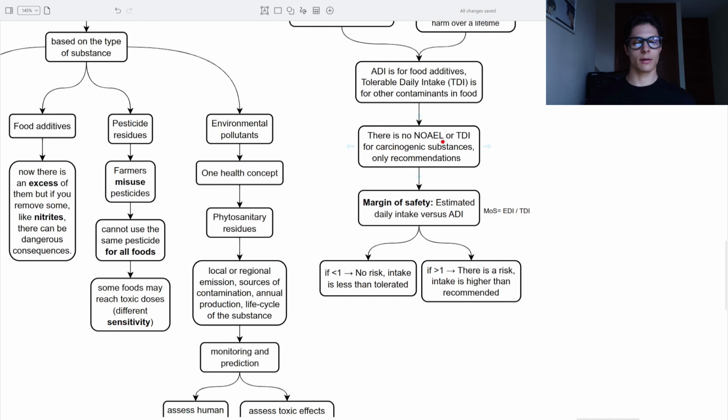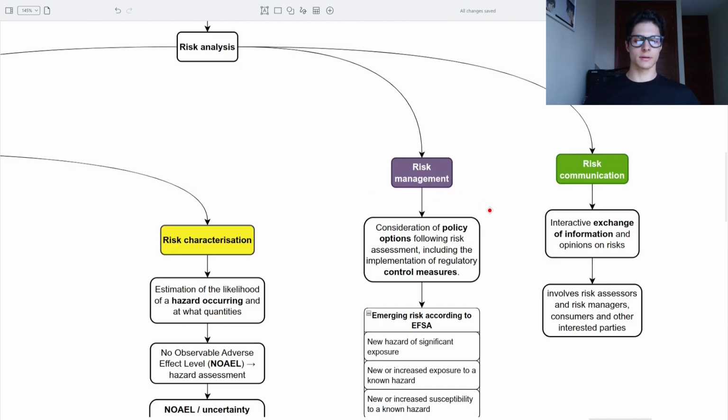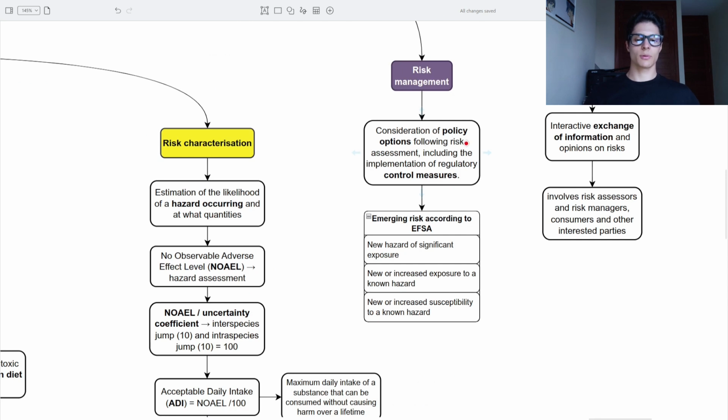There is no NOAEL or TDI for carcinogenic substances, only recommendations, because it's unacceptable to have carcinogenic substances in our food. And then we have the margin of safety, which is the estimated daily intake versus the ADI or the TDI. So estimated daily intake divided by TDI, tolerable daily intake. If this value of the margin of safety is less than 1, there is no risk, the intake is less than tolerated, and if it is higher than 1, there is a risk because the intake is higher than the recommended. And then we have the risk management, consideration of policy options following the risk assessment.